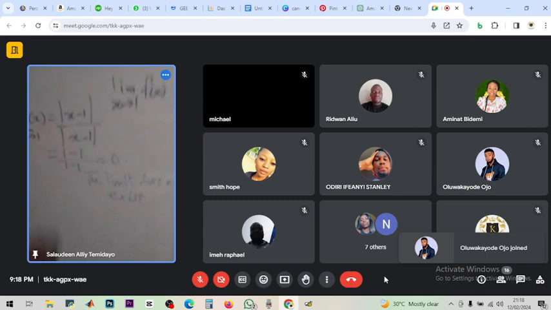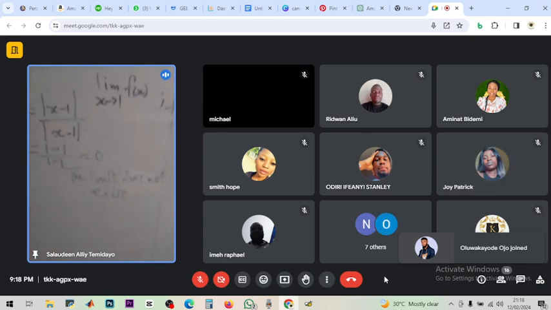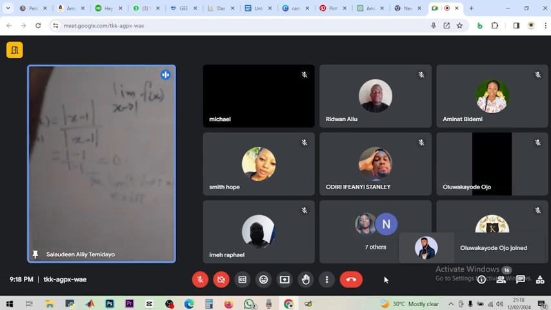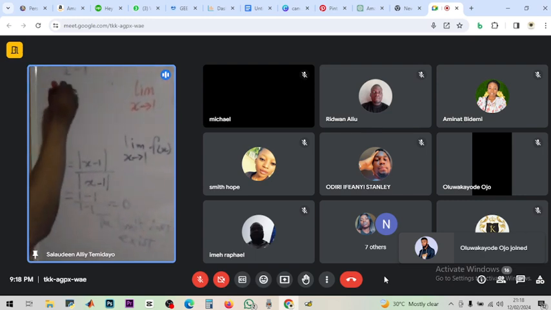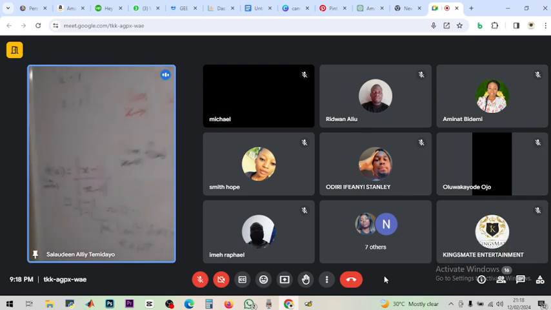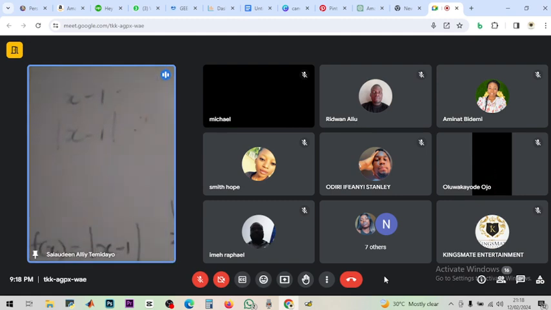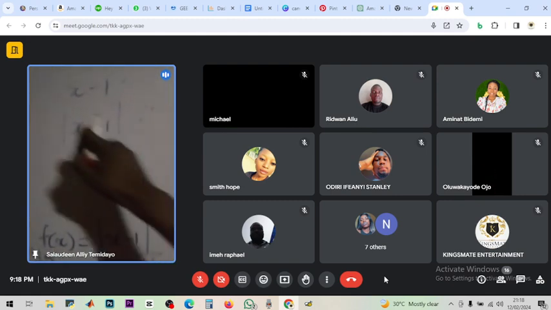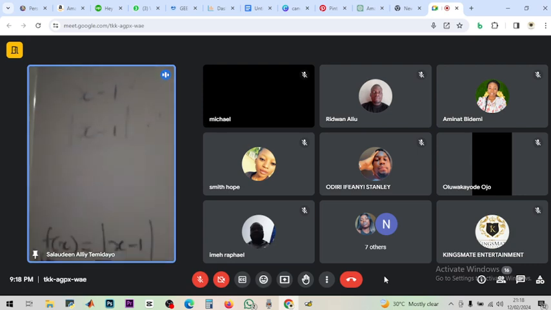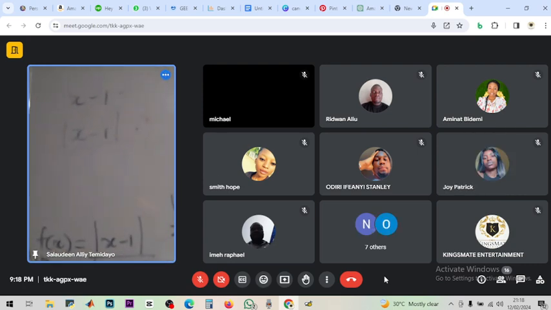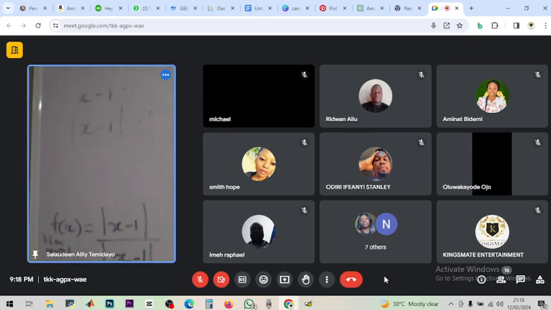Now I'm going to ask, what is the essence of this modulus here? If I had x minus 1 and modulus x minus 1, what is the difference between them, class? Is there anyone that can tell us the difference between these two statements? This is x minus 1. This is modulus x minus 1. Why is this one modulus x minus 1? What does it mean? Anyone?